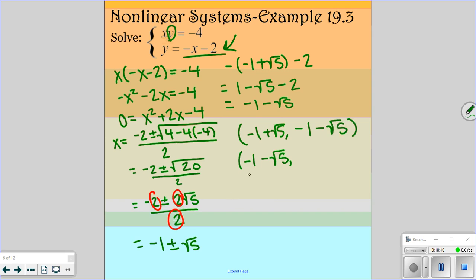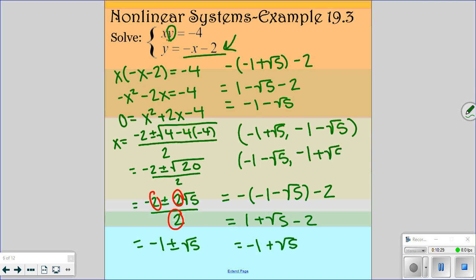And I'm going to do the same thing for this other x value. So negative 1 minus the square root of 5 minus 2 would be 1 plus the square root of 5 minus 2, which is negative 1 plus the square root of 5. So that's my second y value. And so that would be your answer here. Just those two.